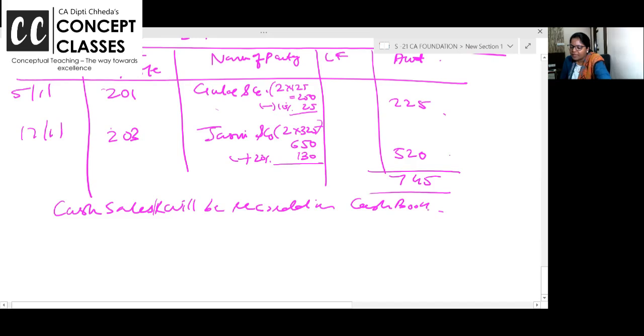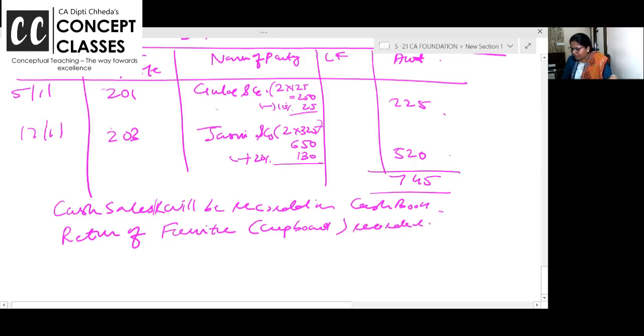And now, one more transaction which we are not posting in the exam, you all should write a note. Return of furniture, cupboard you have returned, no? Cupboard, recorded in journal proper. Done. Just check this. If you have any doubt, you are not getting an answer, ask me.